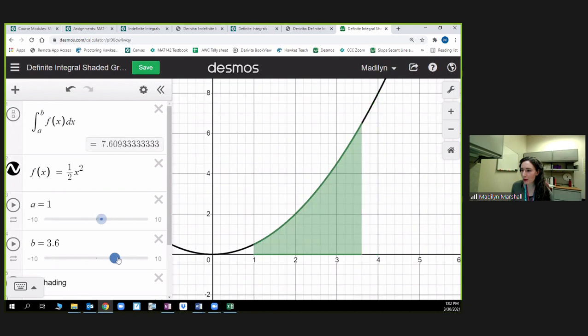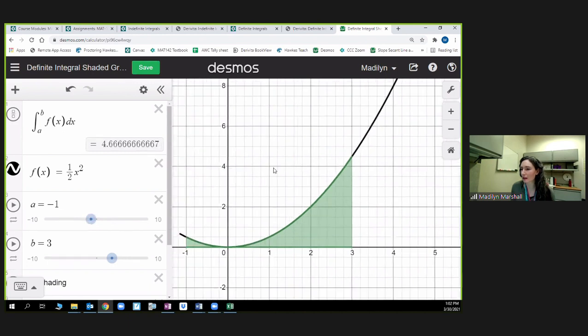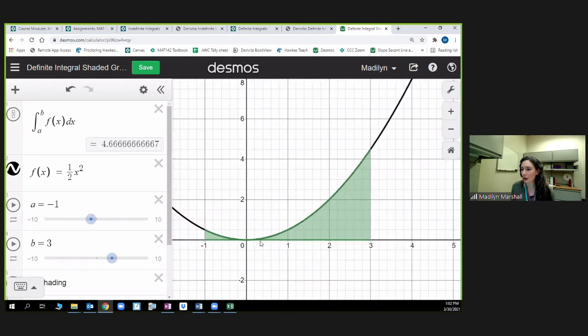So if I bring B a little bit closer, maybe down to 3, we can see now the area is 4.33. So that's a smaller shaded region, so the area is smaller. That makes sense. If I slide A down to -1 maybe, or close to it, now we have this whole area together is our integral. So all of this shaded region from -1 up to 3 gives us the 4.66666.